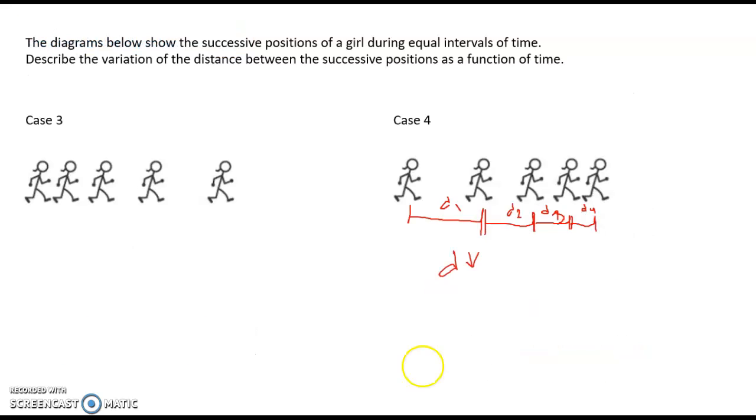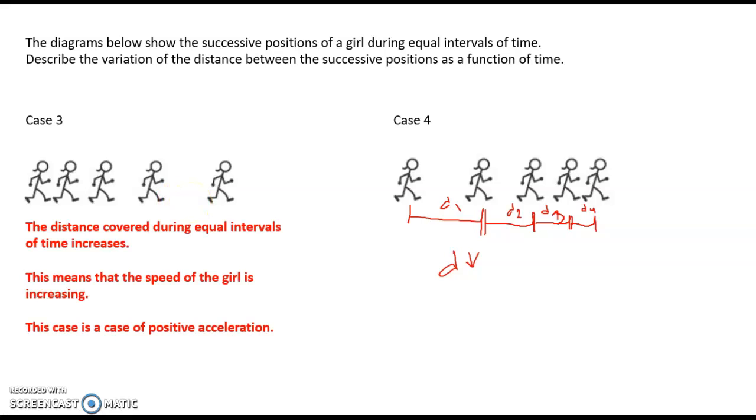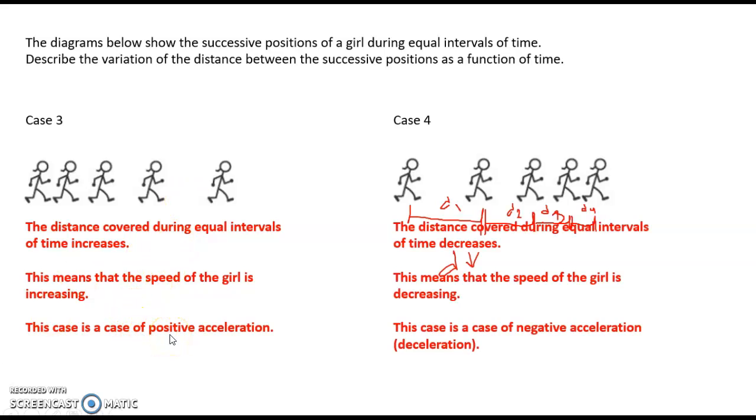However, in case 3, we can see that the distance separating the successive positions of the girl is increasing within the same interval of time. This means that the speed of the girl is increasing, and this is a case of positive acceleration.